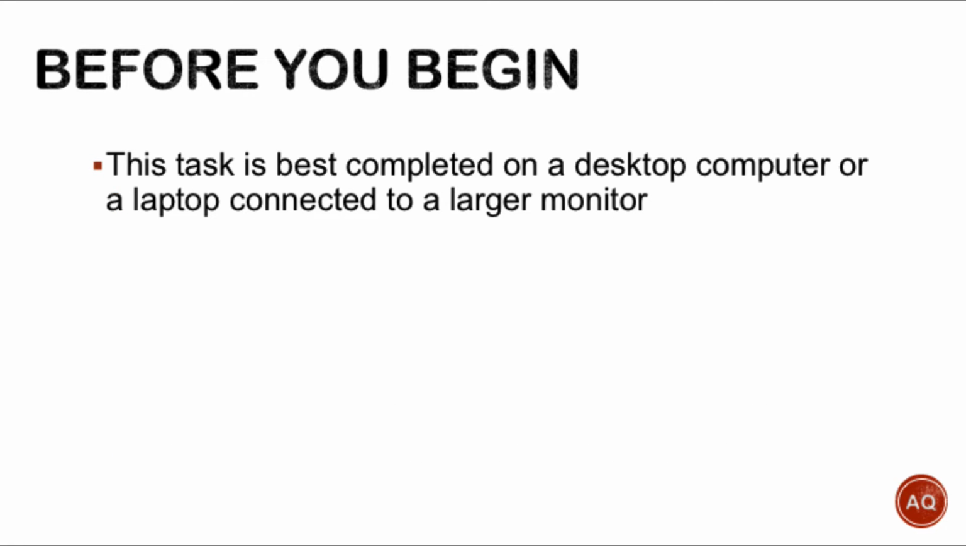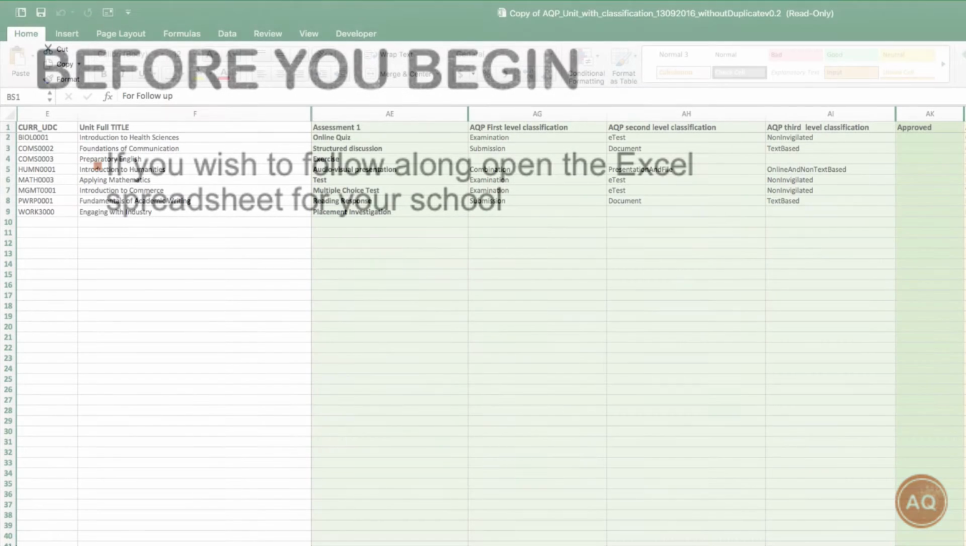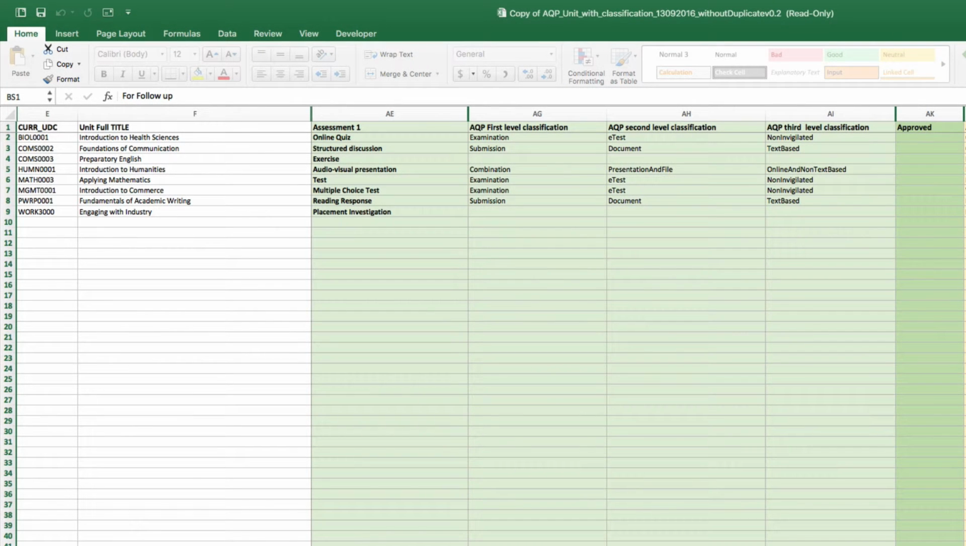In order to view the unit details and the columns shown for an assessment, this task is best completed on a desktop computer or a laptop connected to a larger monitor. Each school has been provided with an Excel spreadsheet containing the details for units delivered in H2 2015 and H1 2016. Let's start with an overview of the setup of the spreadsheet.